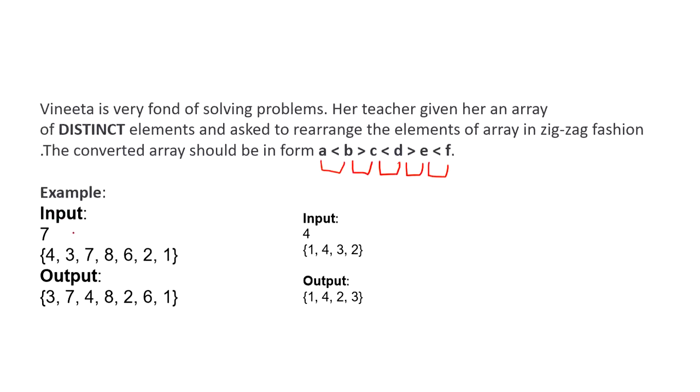For example, the input is 7, denoting the number of elements present in the array. On the next line, we have the elements, that is 4, 3, 7, 8, 6, 2, 1, right? And in the output, we are getting 3, 7, 4, 8, 2, 6, 1.